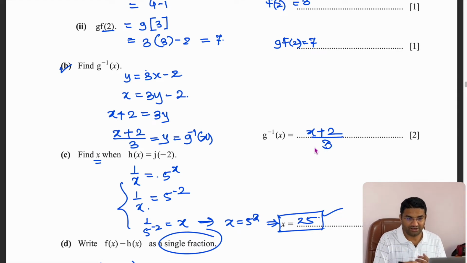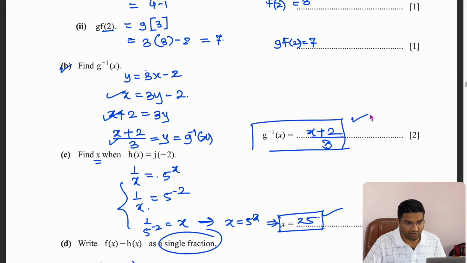This is how you have to solve it step by step. For these two steps you will get half of the marks, and for the complete correct answer you will get 1 mark. This is how marks are distributed, right? So yes, we'll move on to the next one.